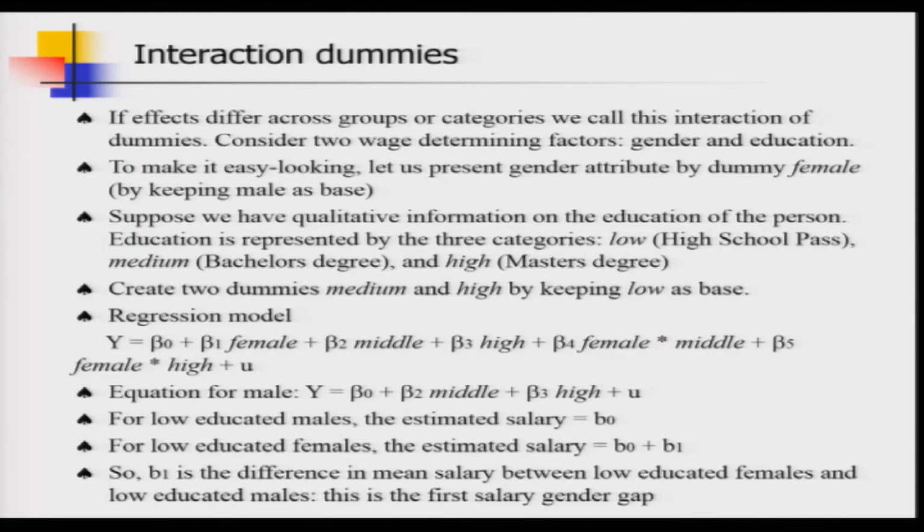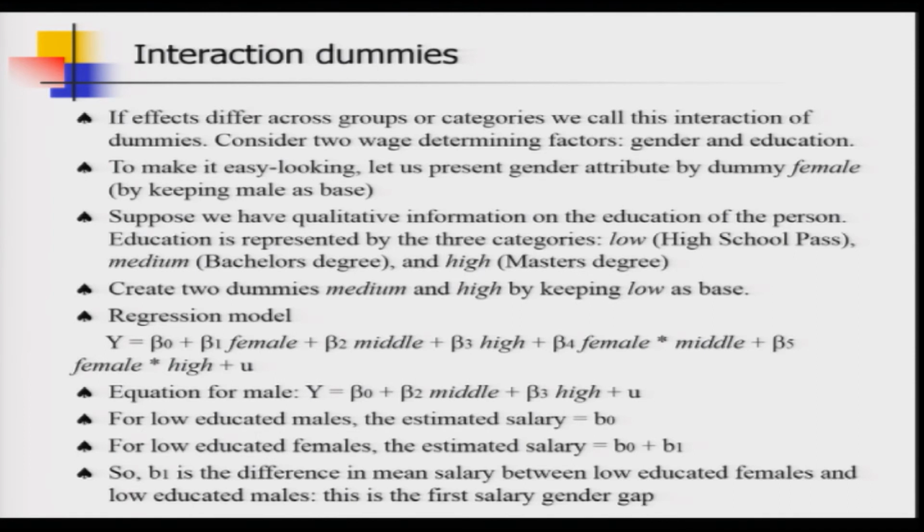So, now we have this regression model with all possible variables. So, y equals the overall intercept beta naught plus beta 1 times female plus beta 2 times middle plus beta 3 times high plus beta 4 times female cross middle. So, here is the interaction, and beta 5 finally is associated with another interaction variable female cross high, and finally of course there is this stochastic disturbance or random error term u.